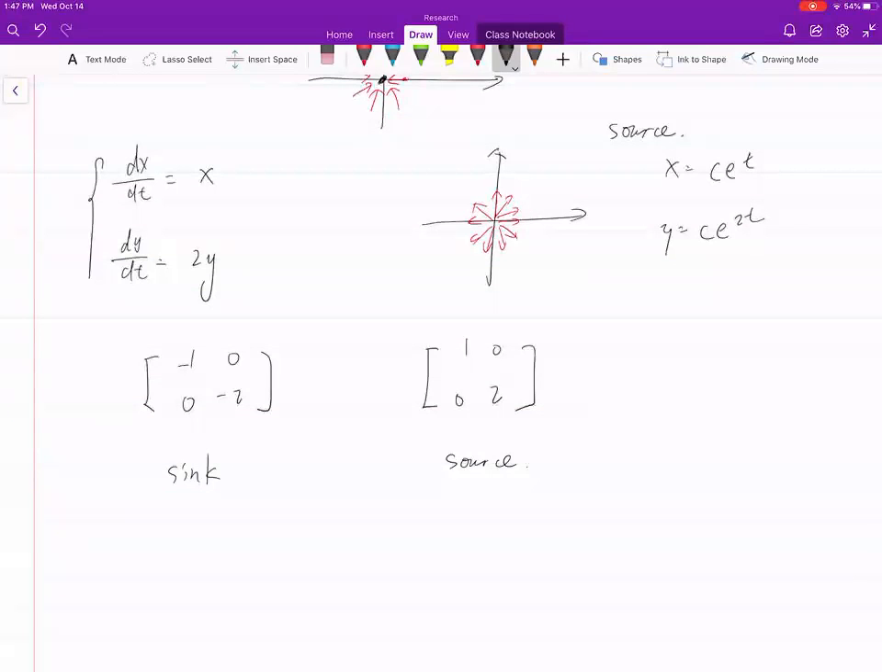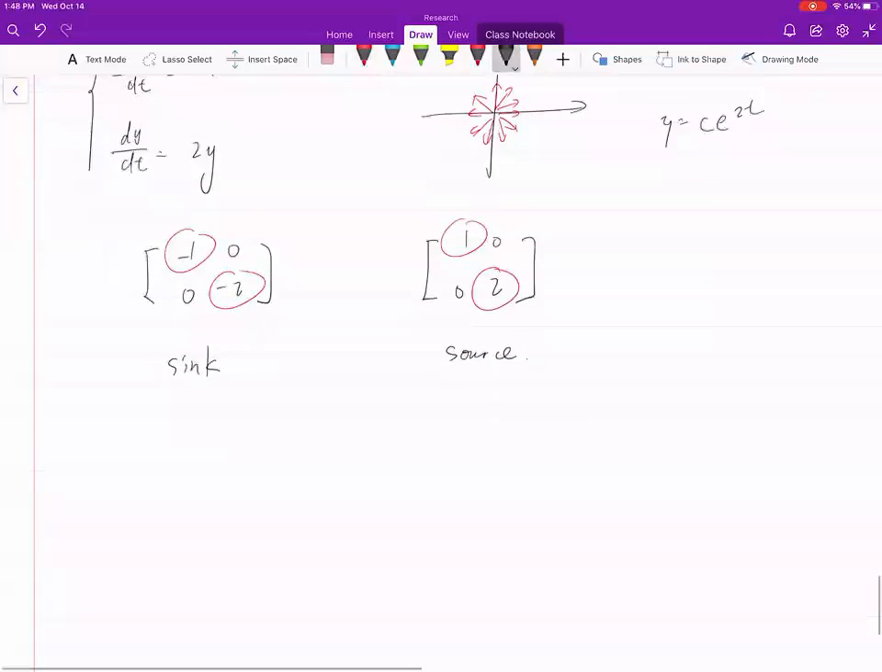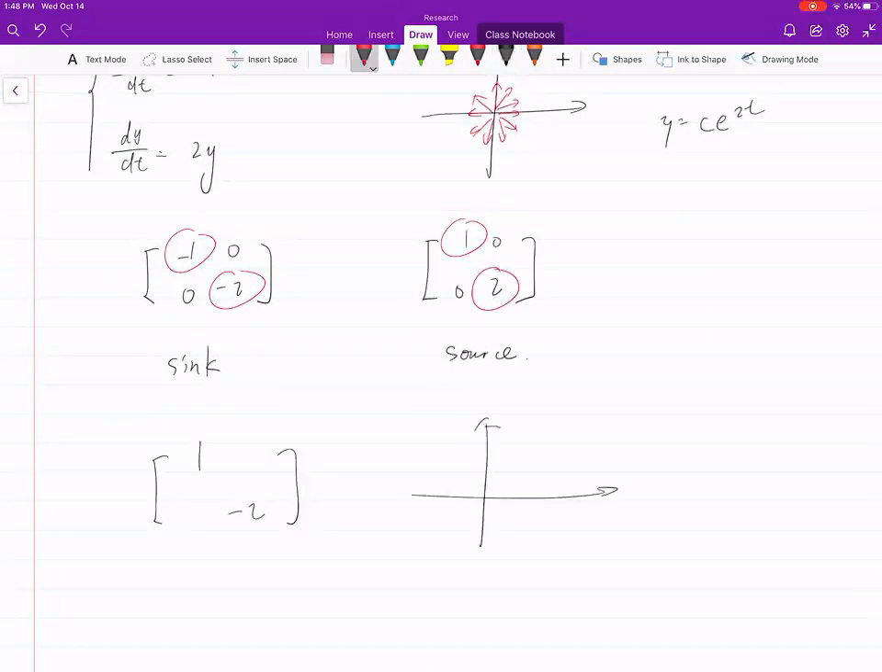Now, do you know how to tell if something is a sink or a source? Look at those numbers. Sounds good? If it's negative, e to the negative something, of course it's a sink. Eventually you go back to 0. Question? So if one is positive and one is negative, what's this? What do you think? That's a node, right?